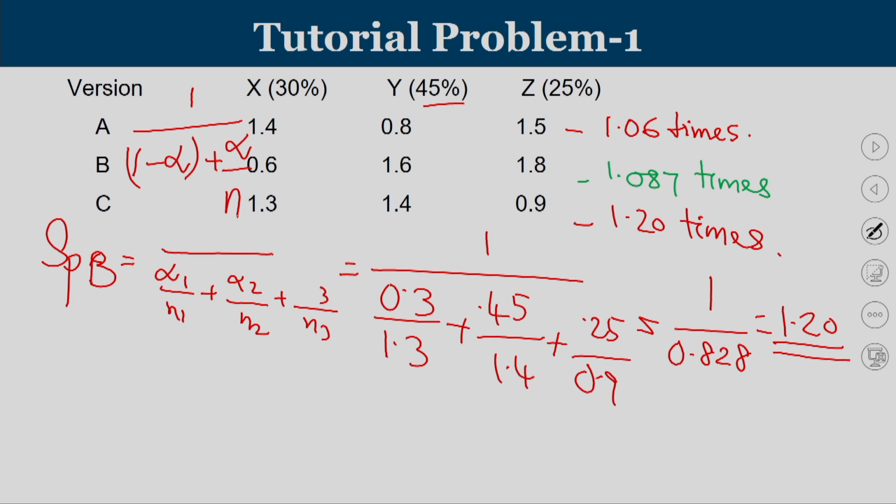So, if you work on this, you can see that in this application, since 30% plus 45% plus 25% added together to 100%, then this 1 minus alpha will essentially become 0. That is why we are using only this component, alpha 1 by n1, alpha 2 by n2 and alpha 3 by n3. These are the three versions that we are trying to use.